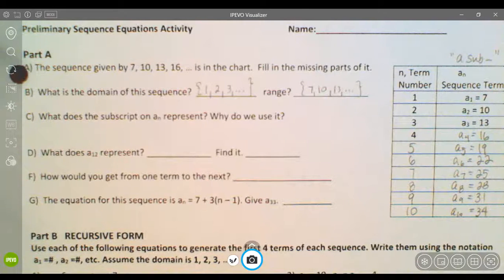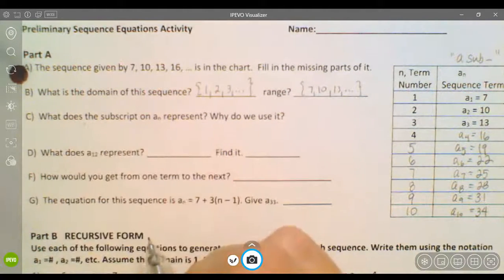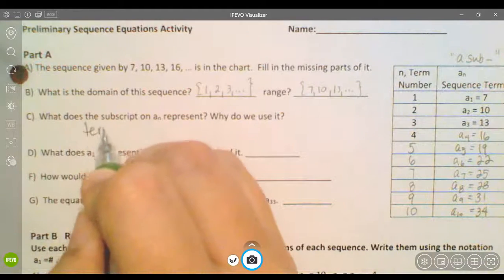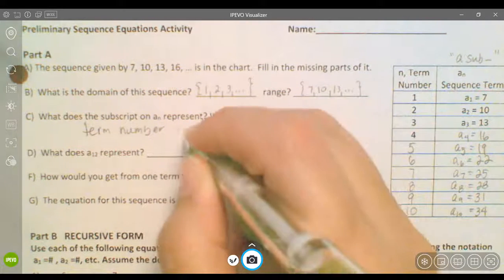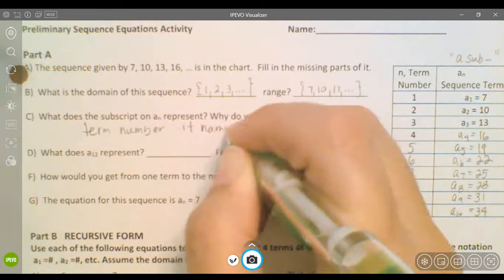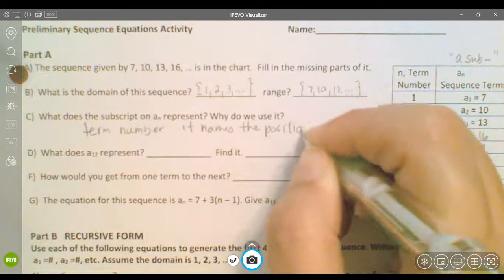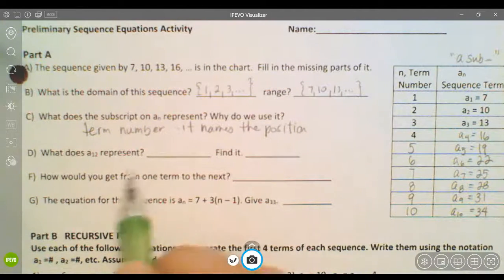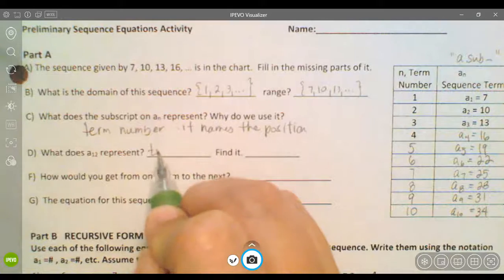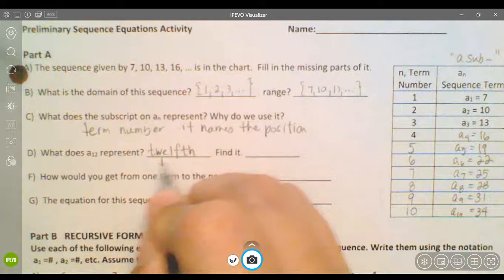What does the subscript on a sub n represent? Well, it represents the term number, my bad. It names the position. First term, fifth term, 10th term, whatever it may be. What does a sub 12 represent? I love to use this word. It represents the 12th term.